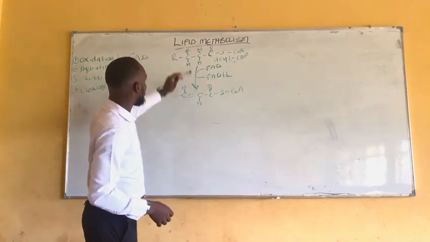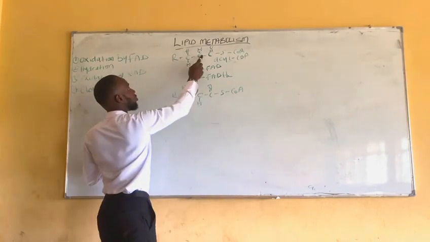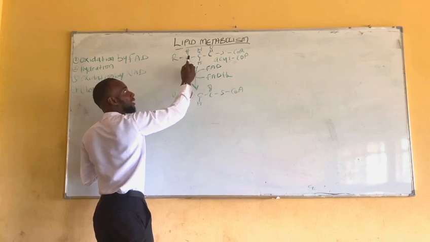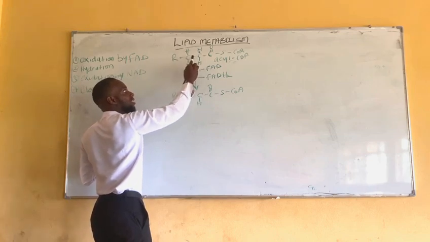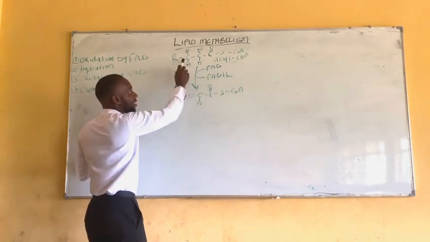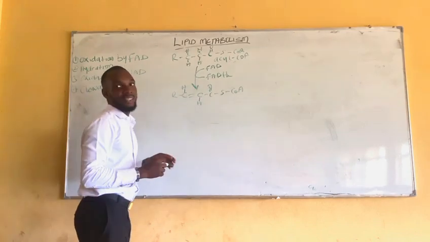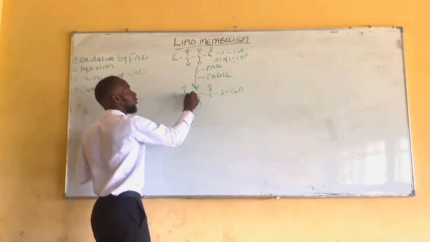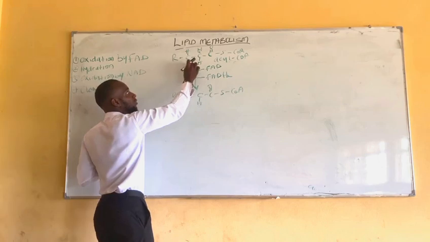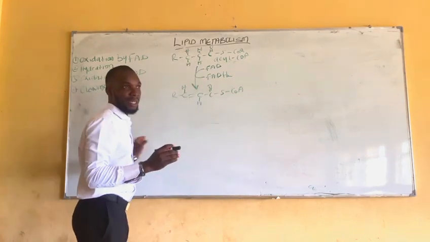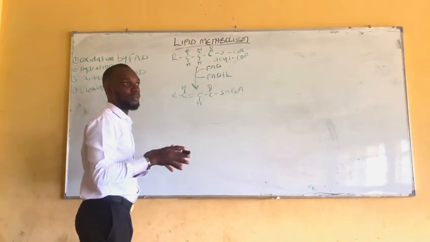So look at the change. The change happens between these two carbons now, the alpha carbon and the beta carbon. This is the alpha carbon, this is the beta carbon. So what is the change between this and this? The change was that there is now an introduction of a double bond because of the removal of the two hydrogen. Note that carbon has to be bonded to 4 different atoms.